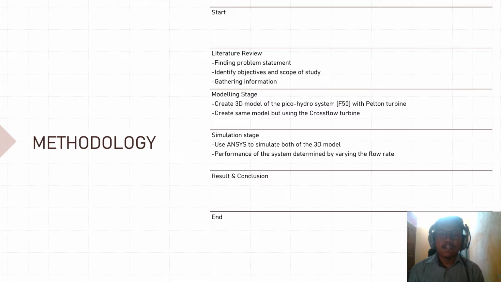Then we can start doing the simulation by using the CFD software. In this simulation, we use the ANSYS Student to simulate both of the 3D models. Then the performance of the Pico-Hydro system can be determined by varying the flow rate of the water used. Then from the simulation, we can produce the result and the conclusion, which is the end of this study.